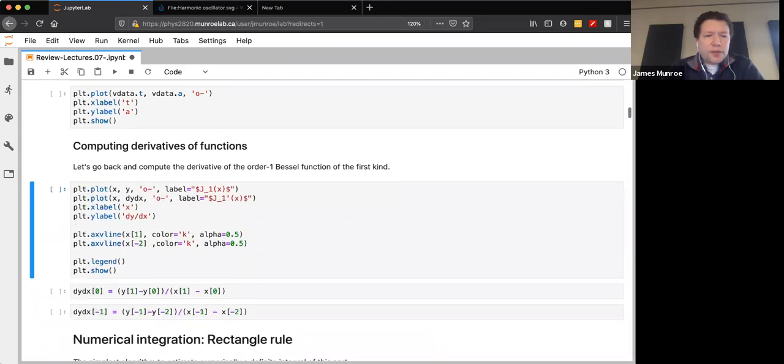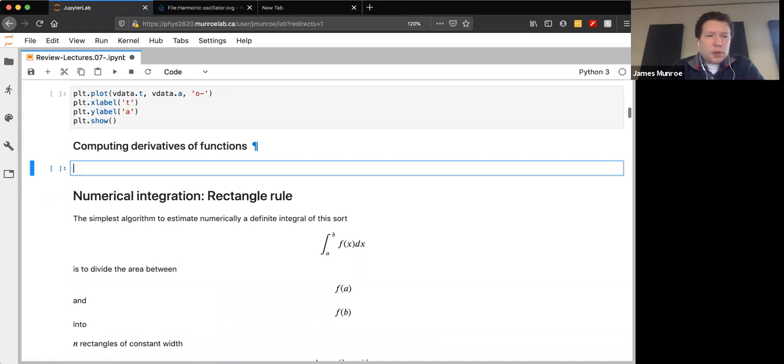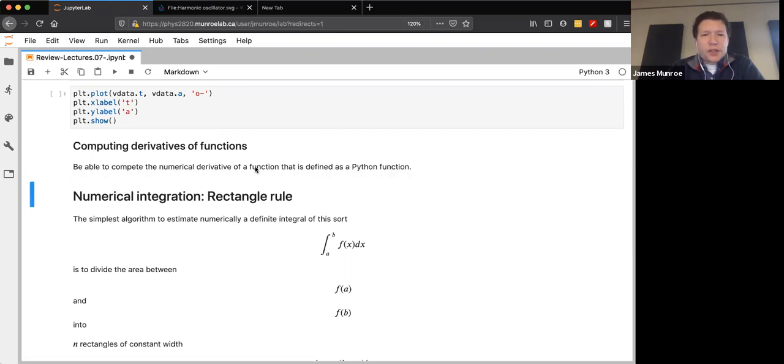I'm going to get rid of that example. I'll leave it as some notes. And I'll say this: be able to compute... Yeah, I think this is the right way of saying that particular phrase, right?